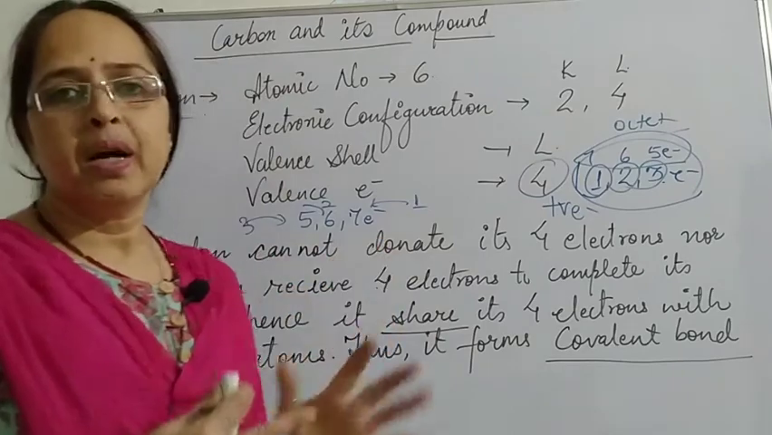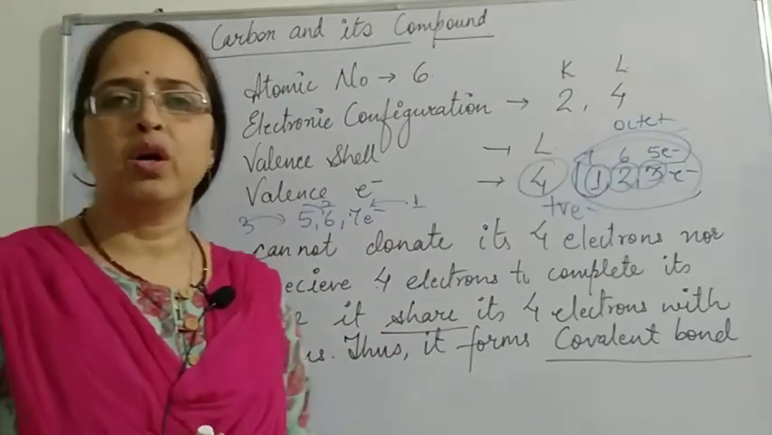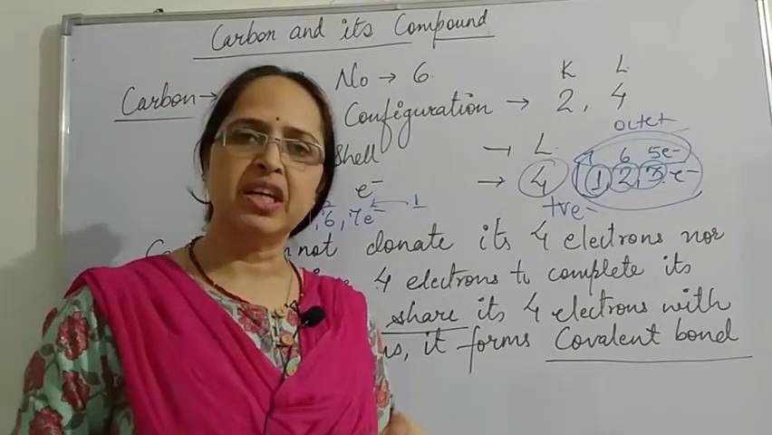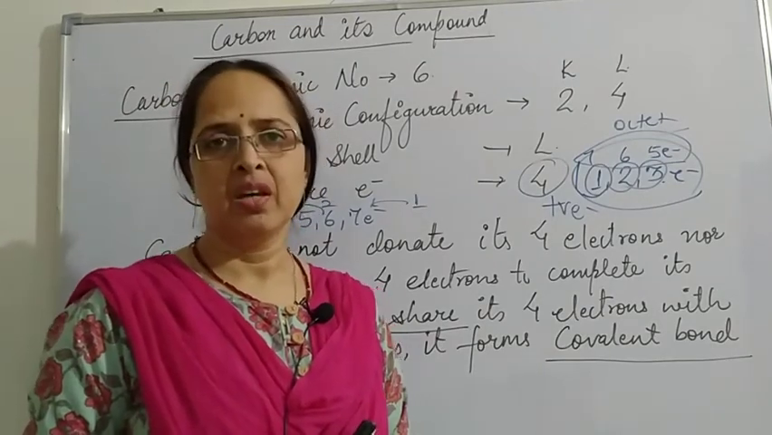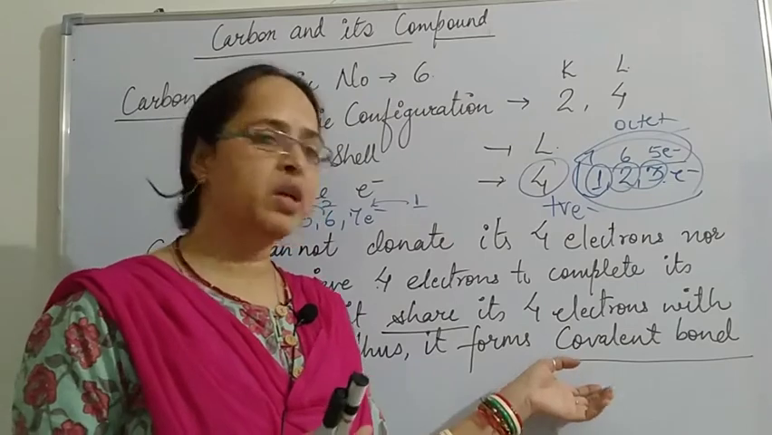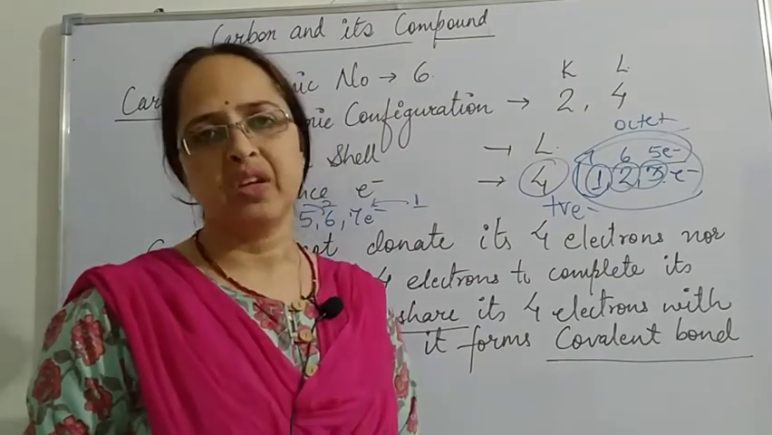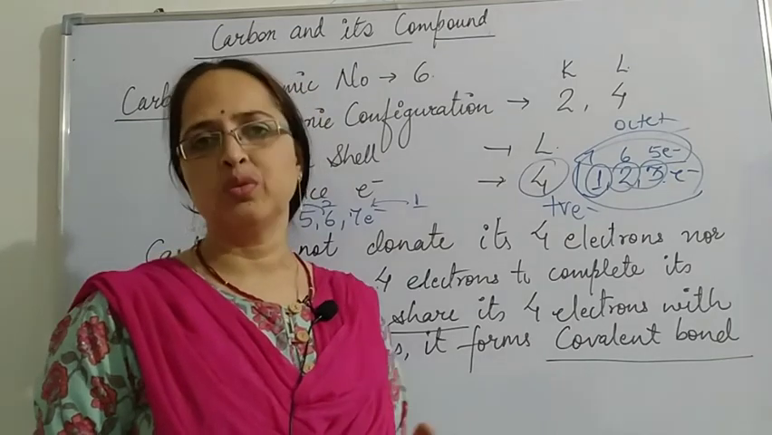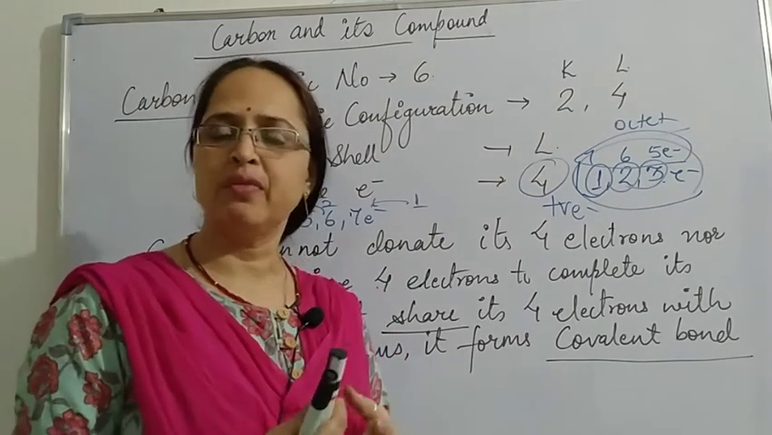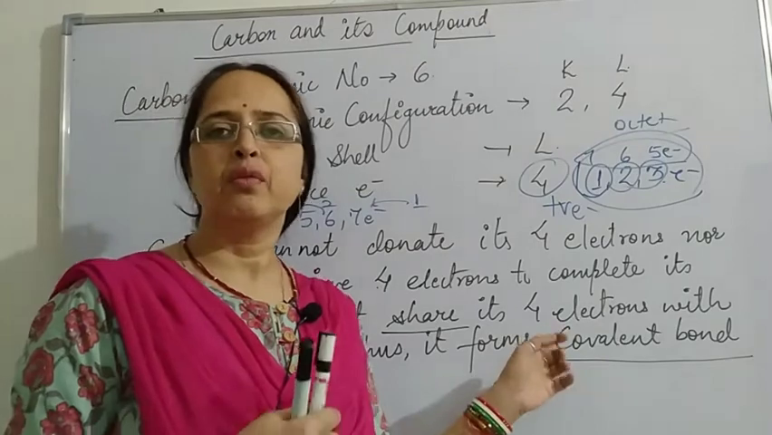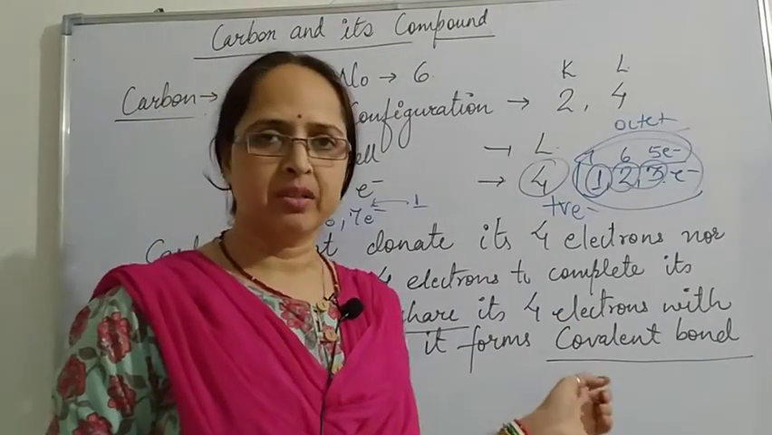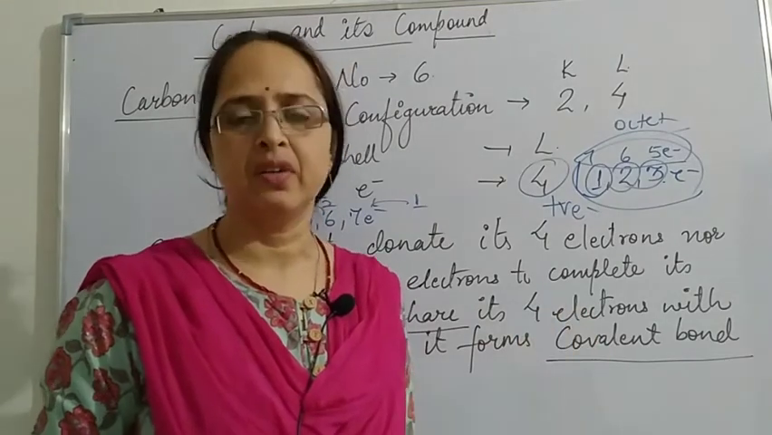The compounds formed by covalent bonds have low melting and boiling points because they do not dissociate into ions. Covalent bonds are weak bonds and can be easily broken. That's why compounds formed by sharing of electrons, which have covalent bonding, have low melting and boiling points. Now we'll discuss this content further.